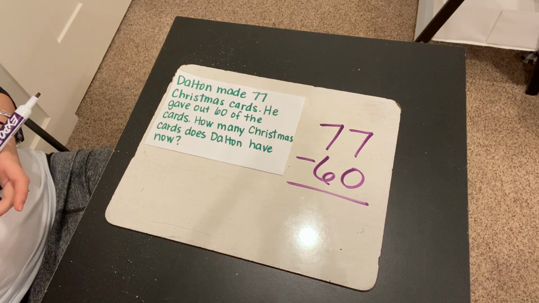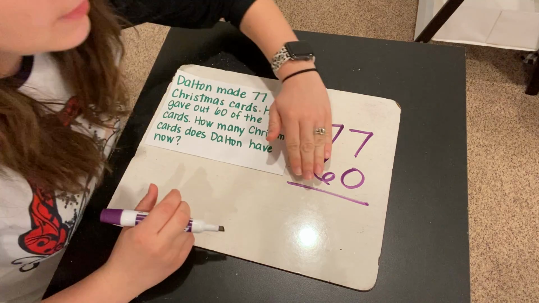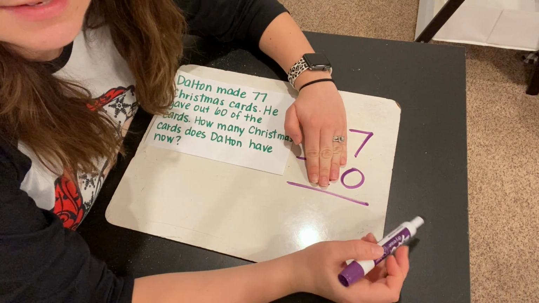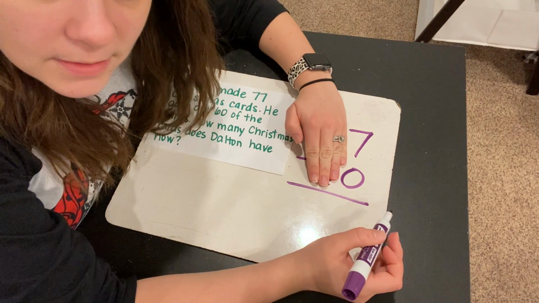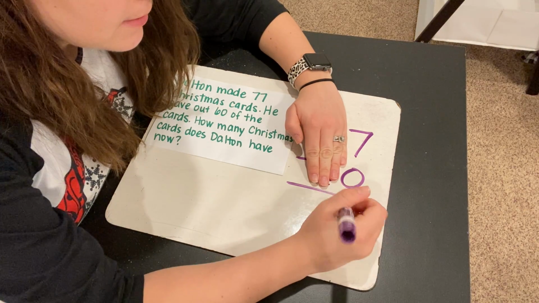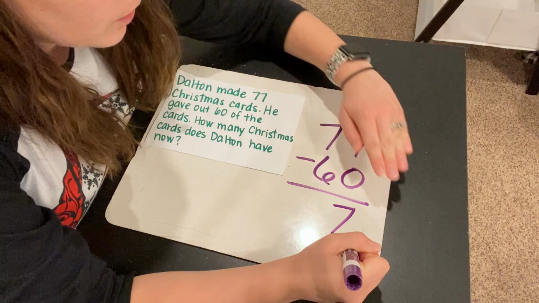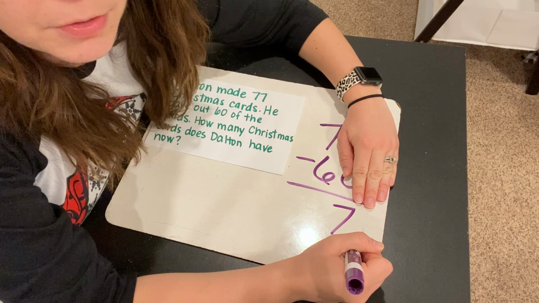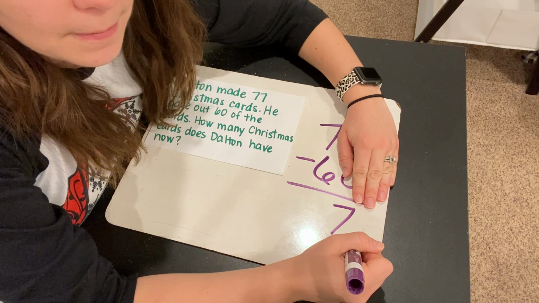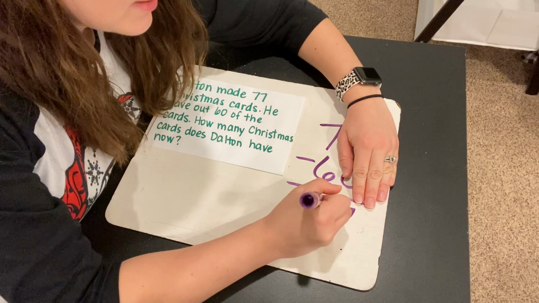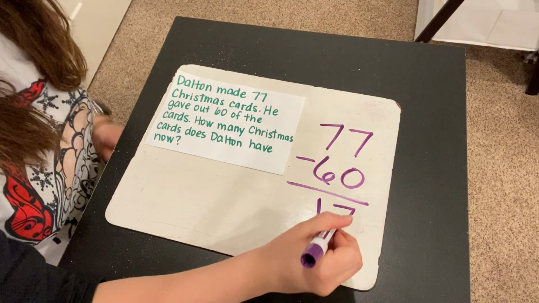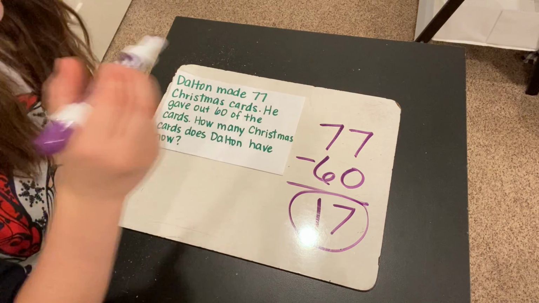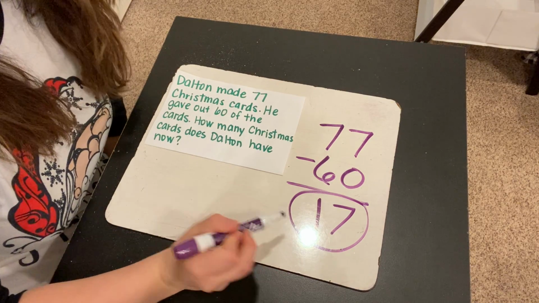All right, let's check your work. So we have 77 minus 60. Look at your ones place. What is 7 minus 0? 7 minus 0 is 7. And then look at your tens place. 7 take away 6. What is 7 take away 6? 7 minus 6 is 1. So your answer is 17. How many Christmas cards does Dalton have now? He has 17.